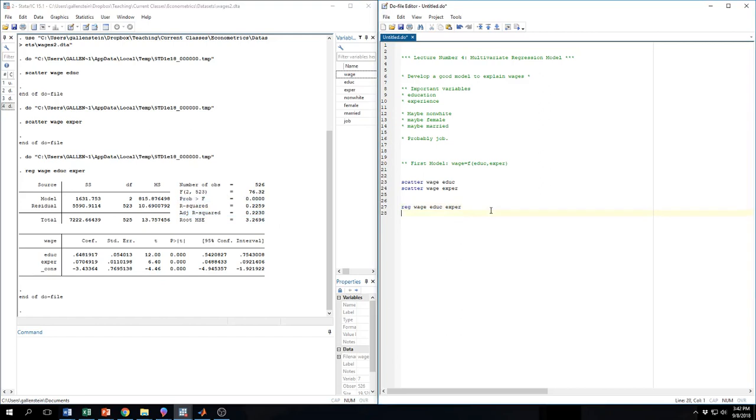All right, but now let's keep thinking. What else might be relevant? Now, I said before, okay, well, maybe ethnicity and the individual's sex, so maybe if they're non-white, or maybe if they're female, that might affect it. Okay, well let's explore that intuition. Wage, non-white. We're going to use a scatter plot here. These scatter plots are going to look a little different because these are dummy variables. All right, but we can still get an idea. Let's run this one.